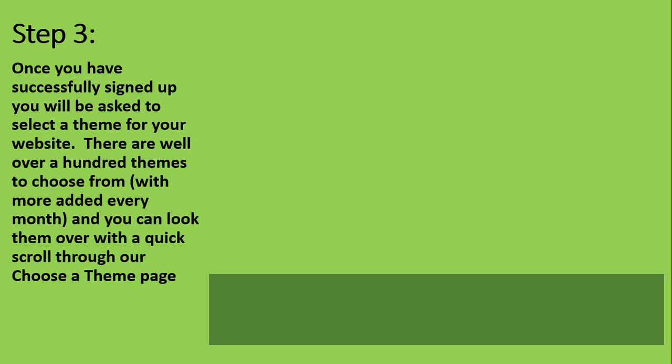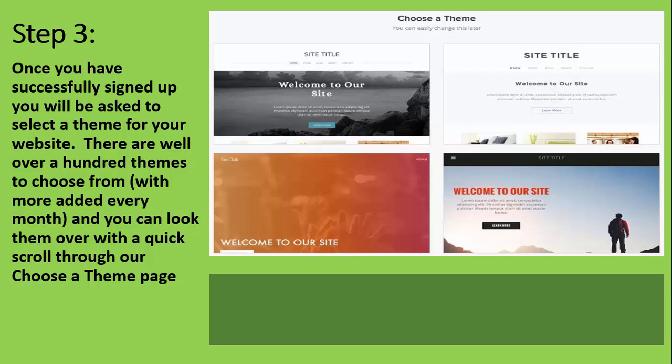Step 3. Once you have successfully signed up, you will be asked to select a theme for your website. There are well over 100 themes to choose from, with more added every month. And you can look them over with a quick scroll through our Choose a Theme page. It looks like this.